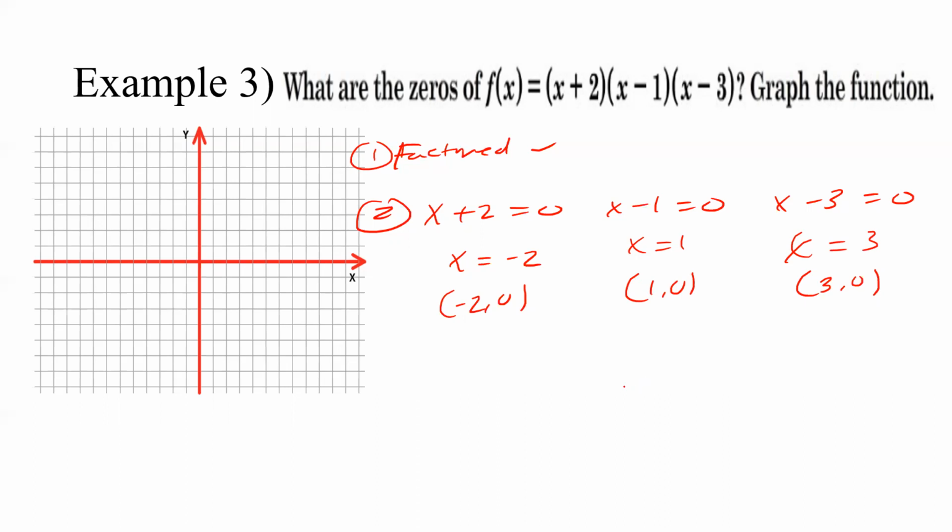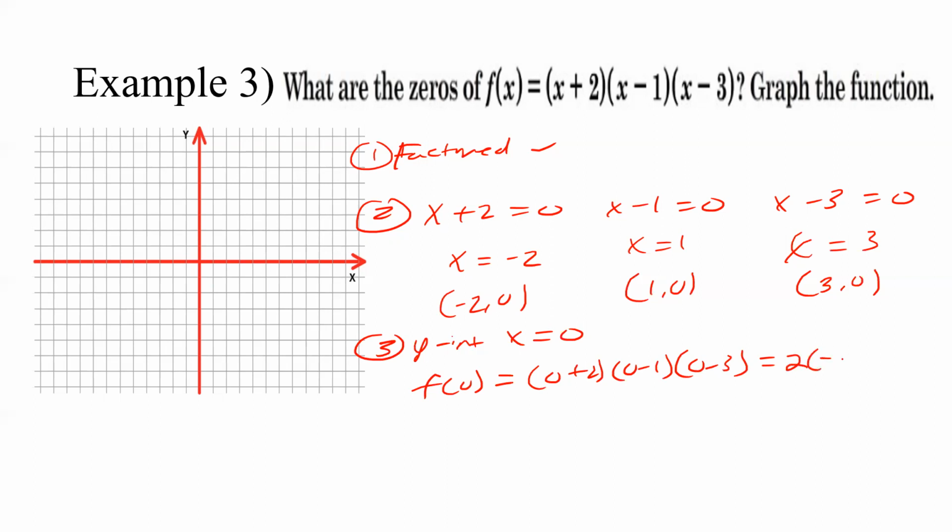Now we're on step 3. Step 3 is to find the y-intercept. And that says we're going to let x equals 0 in the original. So we have f of 0 equals 0 plus 2, 0 minus 1, 0 minus 3, which gives us 2 times negative 1 times negative 3, which equals 2 times positive 3, which is 6. So our y-intercept is at 0, comma 6.